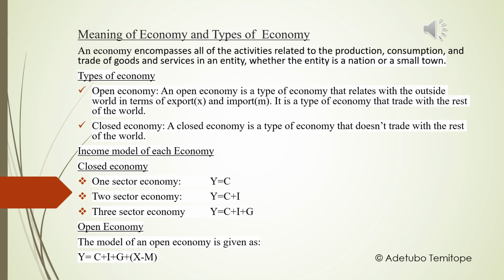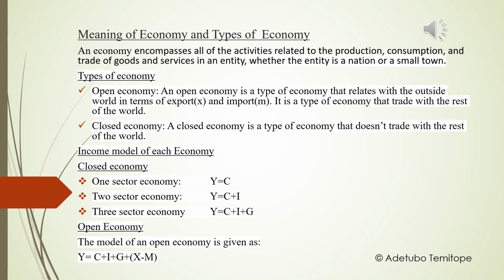Firstly, for the closed economy, we have three forms of closed economy. We have that of one sector economy, we have that of two sector economy, and we have that of three sector economy. In one sector economy, Y equals C, that's the income model. That means the national income equals the consumption. That's for one sector economy.